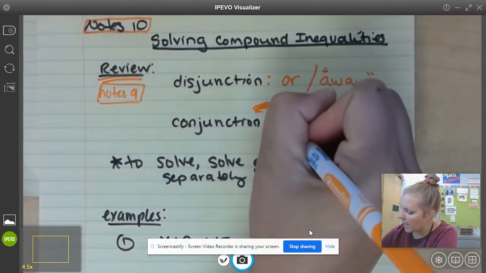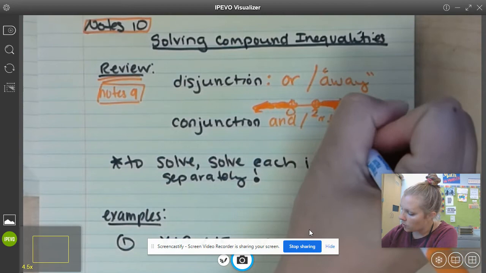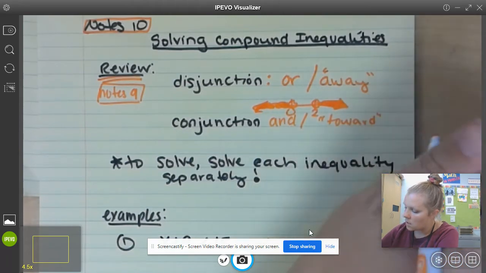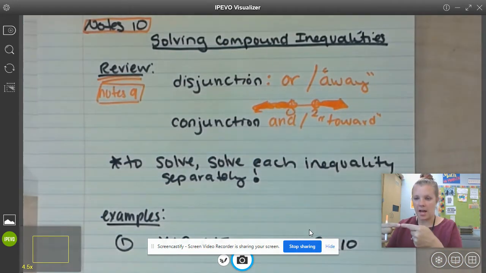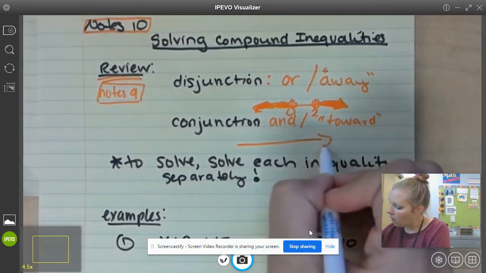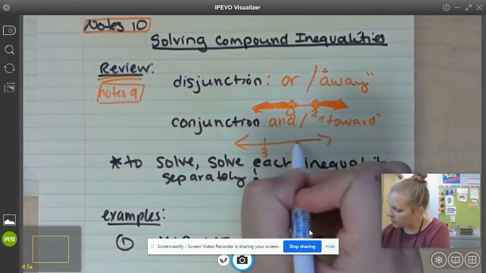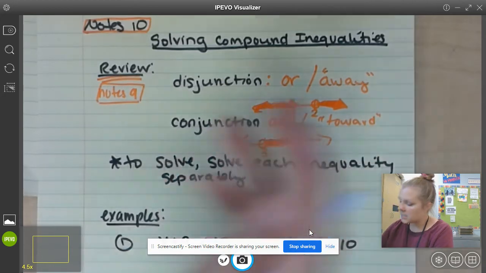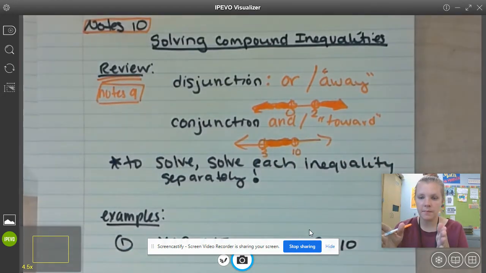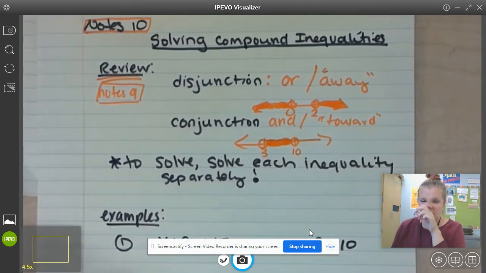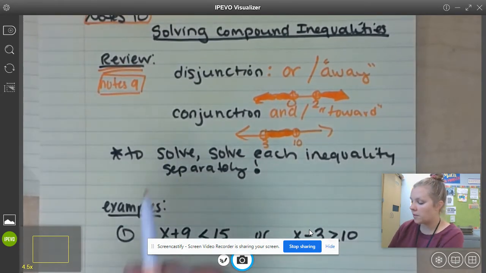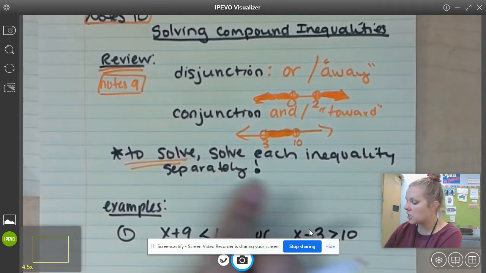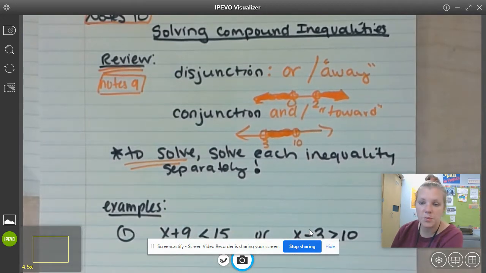Conjunctions use the word and, and they're graphed towards one another, so the graphs connect in the middle. All conjunctions look like this. If we have 3 and 10, it's the set of numbers between the two inequalities, and then the disjunction is the set of numbers away, outside. And then to solve them today, you're going to solve each inequality separately and then just graph them.